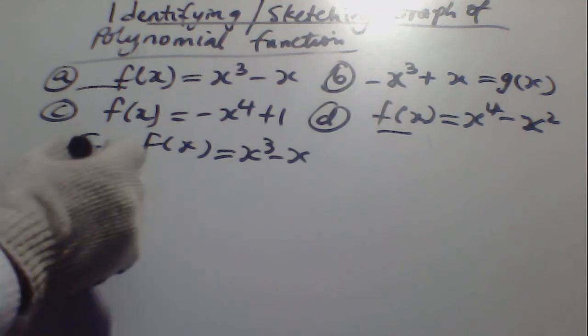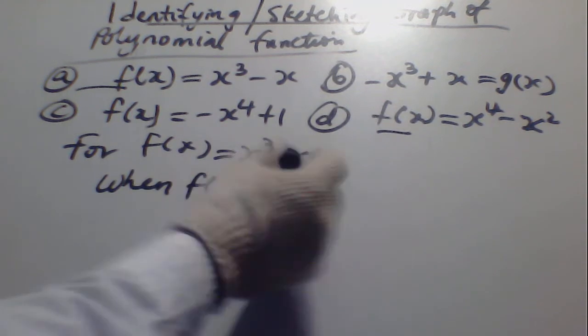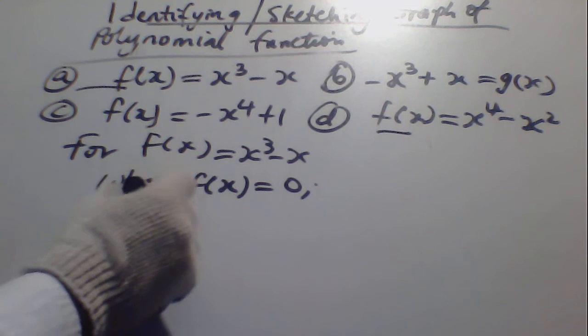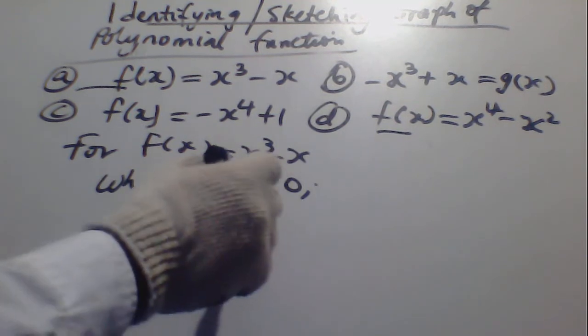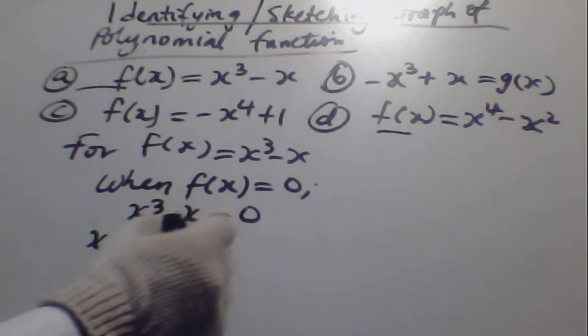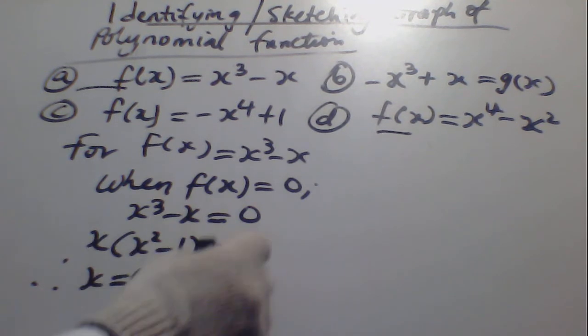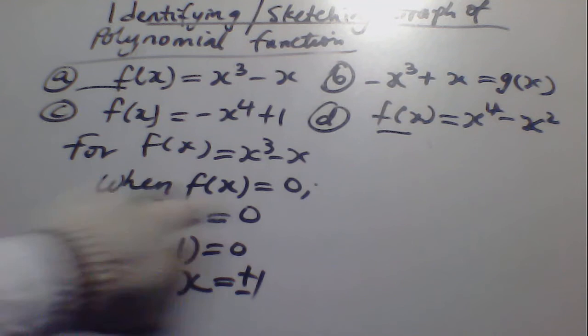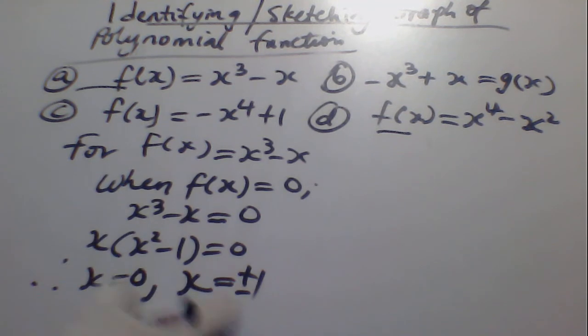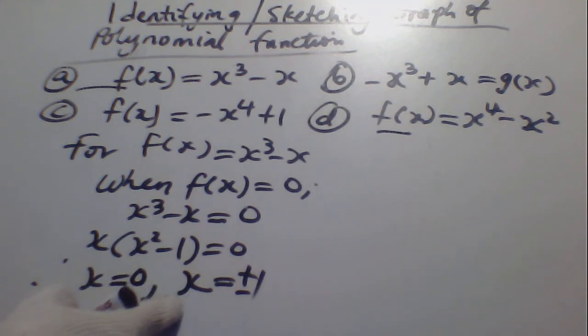In order to do that, we assume that when f of x is equal to 0, x raised to the power 3 minus x will be equal to 0. In this case, x in bracket x squared minus 1 will be equal to 0, so that x is equal to 0 and x squared equals 1. Crossing the equal sign gives us 1. Find the square root of both sides, and x will be equal to plus or minus 1. So this is the first thing you have to do.